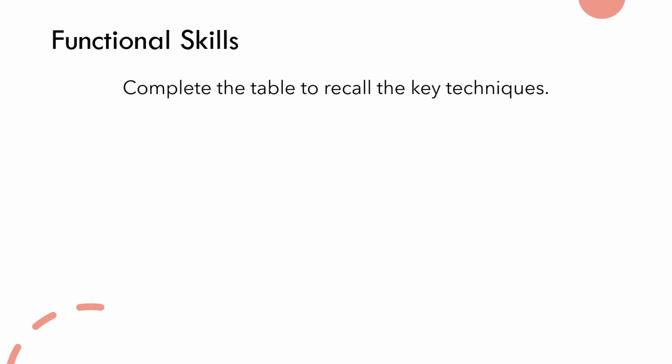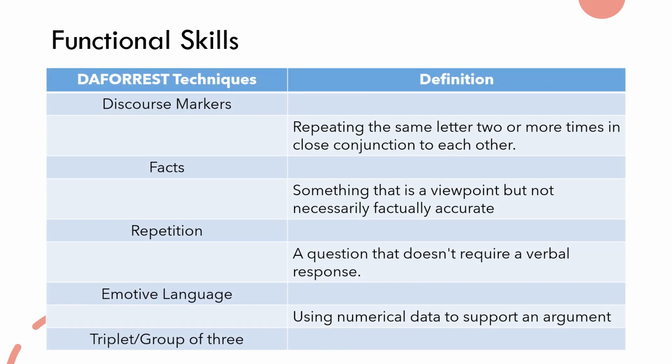If we think about the mega challenge that we just looked at in the previous part of the video, we're thinking about the kind of techniques that you could use in your actual writing response. Now there are many different techniques that you can use in English. However, the main ones that you want to focus on for things like functional skills level 1, level 2, and even a good portion of GCSE English as well, are things like DAFORREST techniques.